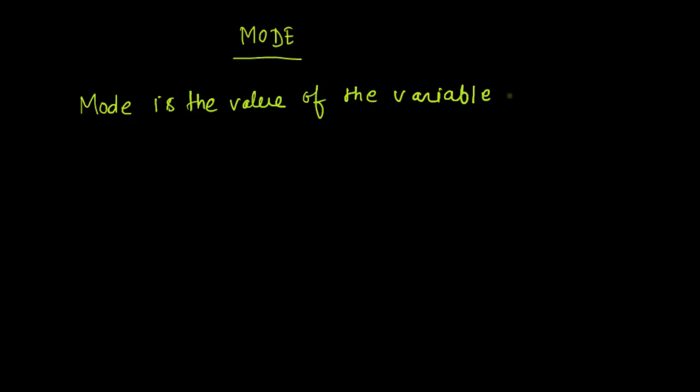Now we will discuss mode here. Basically, mode is the value of the variable which occurs most frequently. So you can say if a value is occurring most of the time, then that value is the mode of that given data set. First of all, I will discuss case 1.